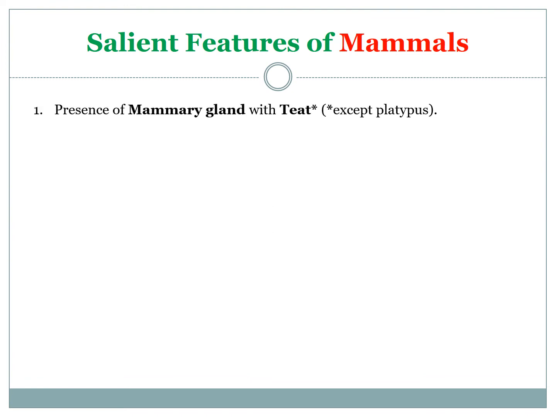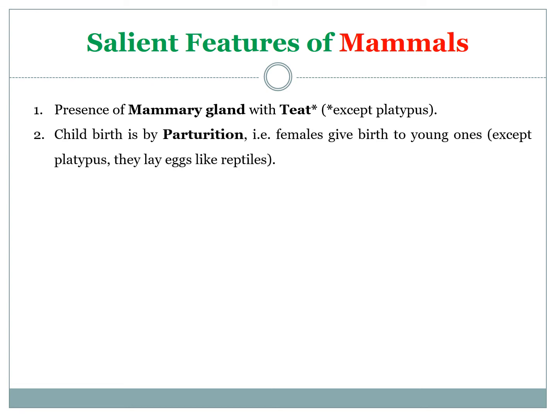Features of mammals. The presence of mammary gland gives the name. The young ones of the mammals lactate from their mother, and except platypus, all mammals have a teat in their mammary gland. This teat is the holding position of the young to suck the milk. Childbirth is by the process of parturition, that is, the females give birth to the young one directly. But it is not observed in platypus. Platypus, like the reptiles or birds, lay eggs.